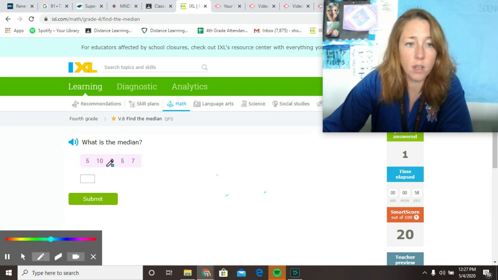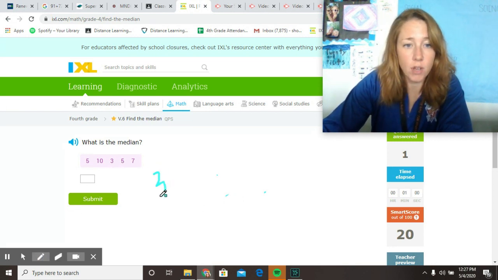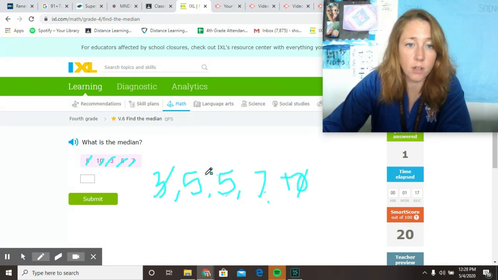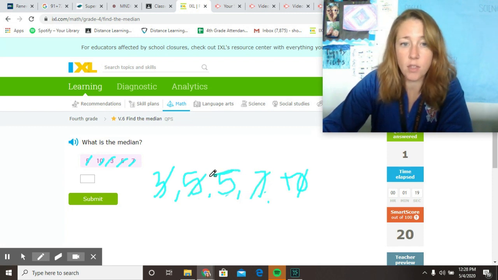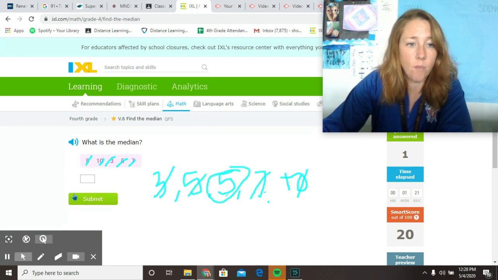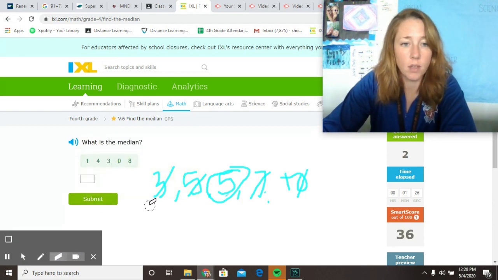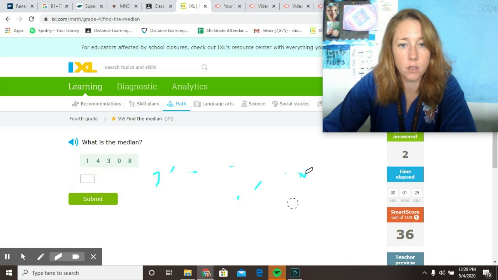Once again, I'm going to put them in order from least to greatest. So I have 3, 5, 5, 7, 10. Cross out smallest, cross out the biggest, cross out the next smallest, cross out the next biggest. In the middle I have 5. That's my median number. Let's get rid of it again. We'll skip a level.